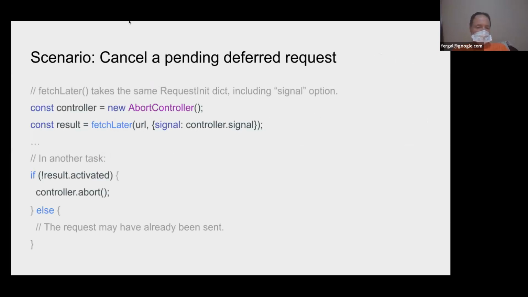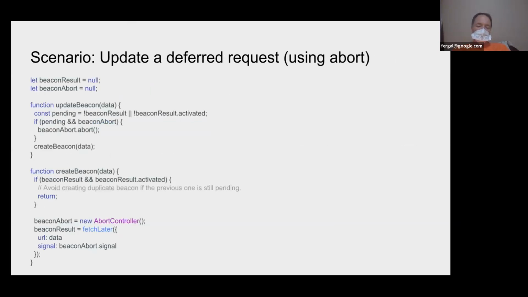And this is how you set it up so that you can cancel one. You set it up, and then sometime later you realize you want to send different data, or you want to just not send it at all. So you check, has it been activated yet? If it hasn't, you can abort it, and then you could, for example, start a new fetch with some updated data. Okay, so this is an example of updating some data.